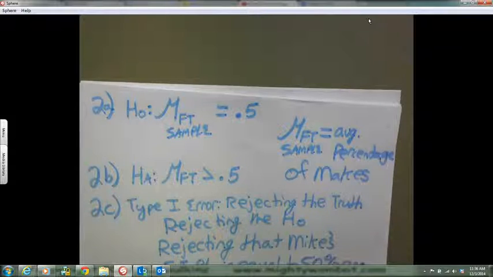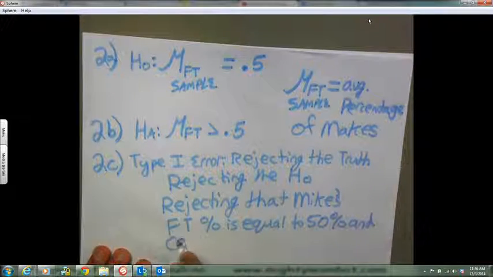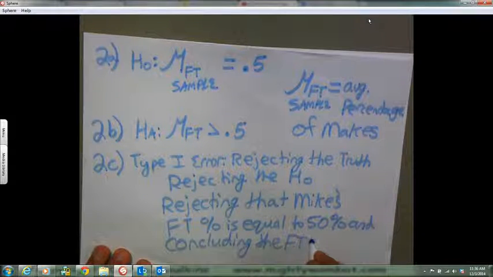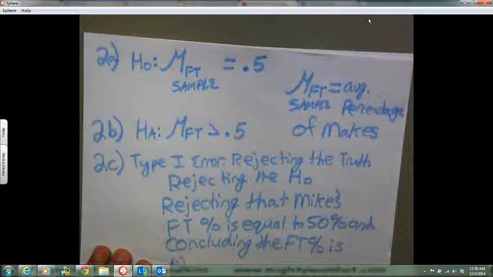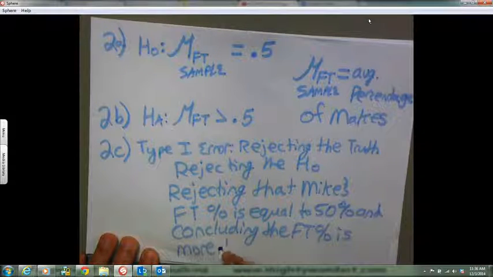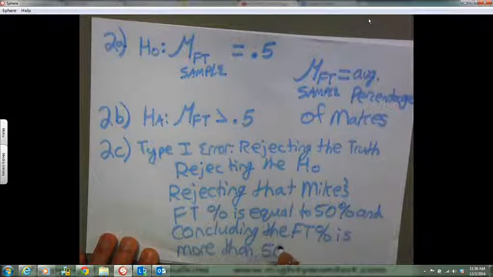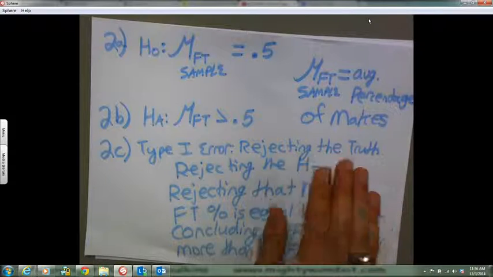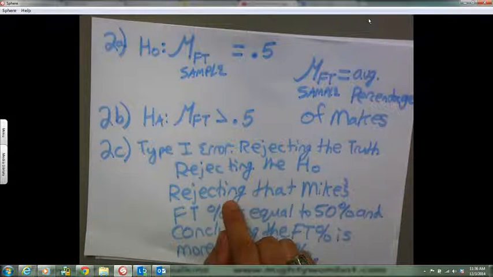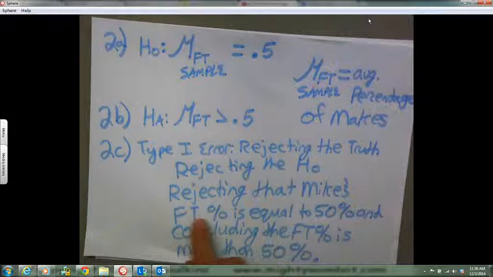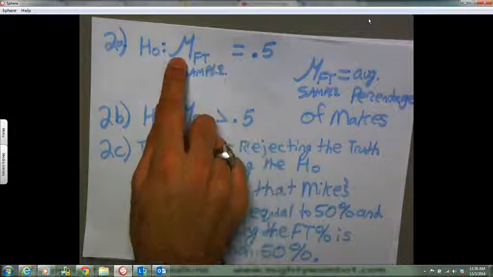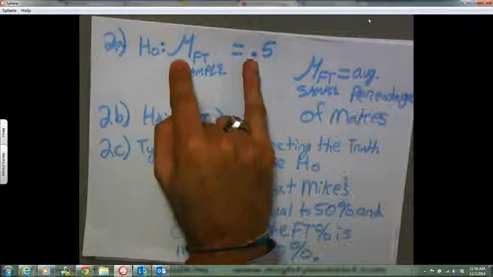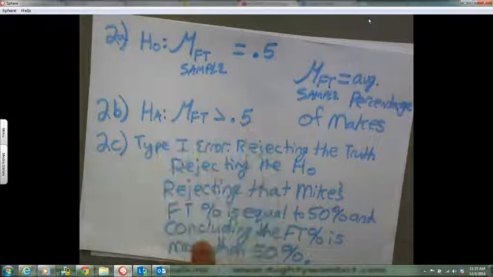and concluding the free throw percent is more than 50%. So type 1 error is when you reject the truth. More statistically, it's when you reject the null hypothesis. More specifically for our problem, it's rejecting the null hypothesis that Mike's free throw percentage is equal to 50%, and if you reject this, you have to conclude that the free throw percentage is more than 50%.